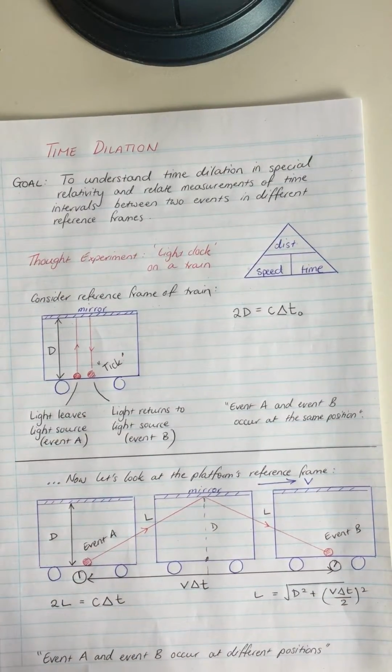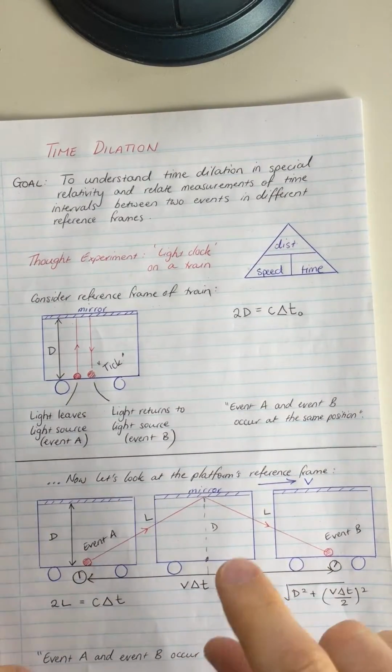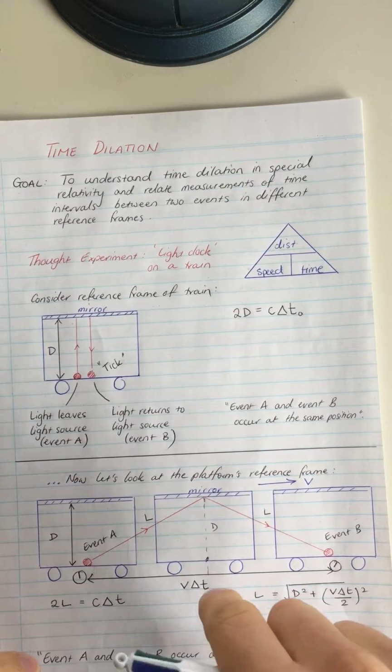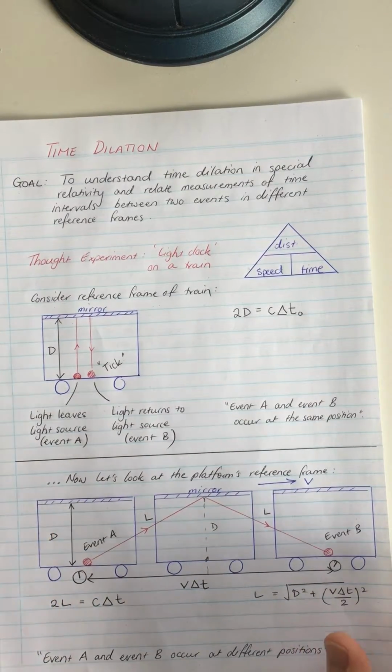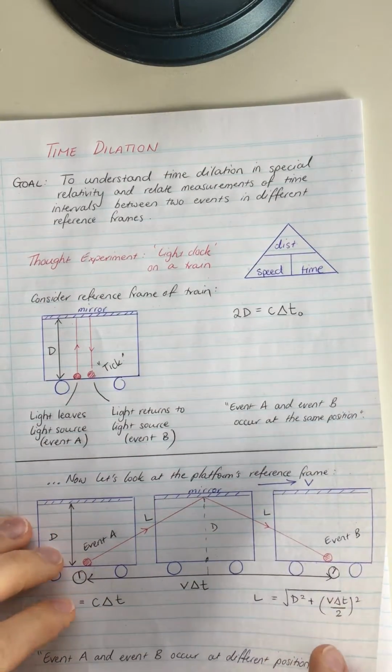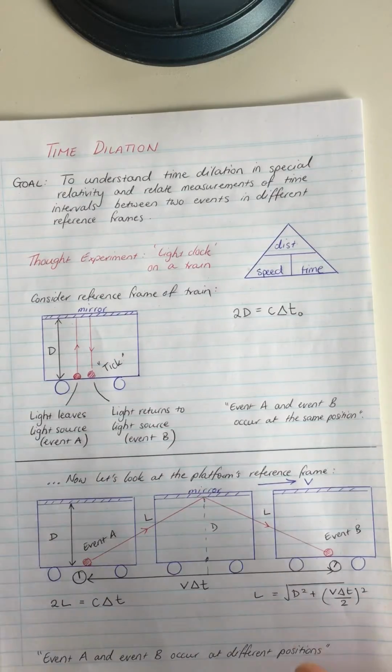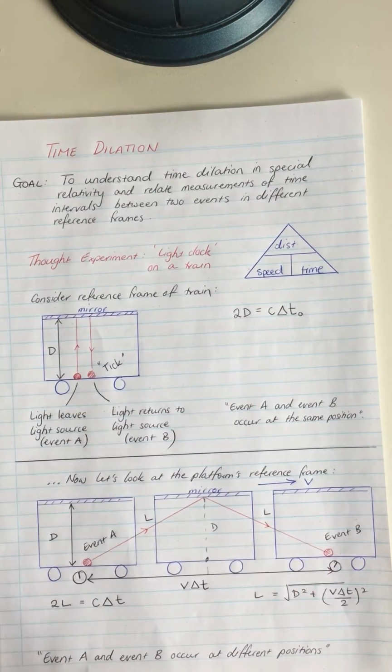Another thing you might like to think about is, what if we reversed it? What if the light clock was on the platform rather than in the train? What's going to happen there? There's some things that you might like to think about and things we can discuss in class, which are quite interesting. I hope this has been helpful.